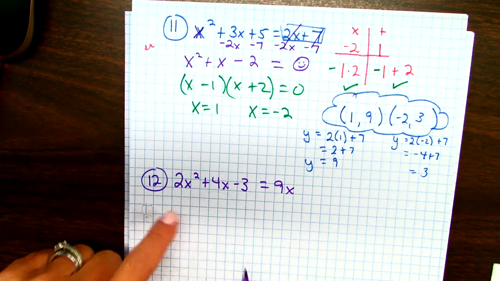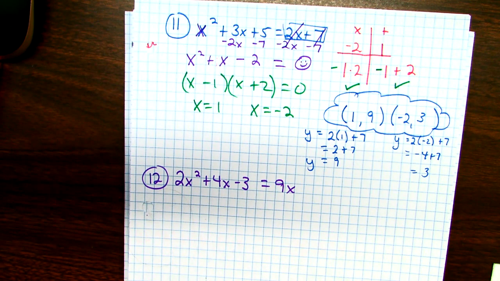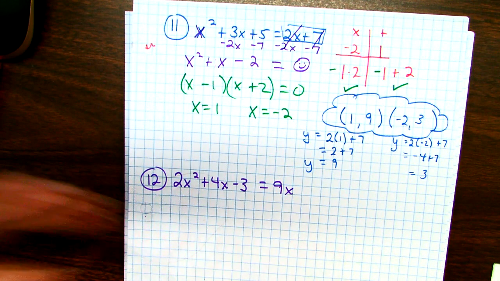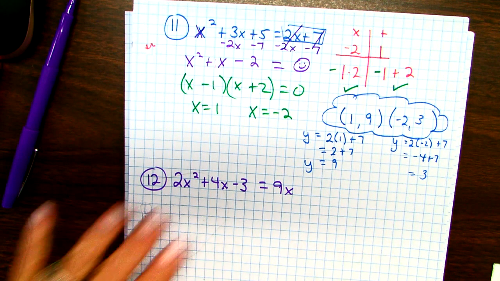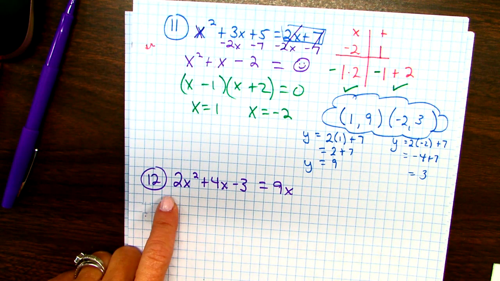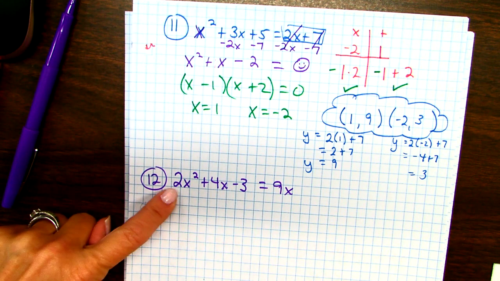So guys, just understand, this means the same as if I had written y equals 9x, y equals 2x squared plus 4x minus 3, and then we go to this step where we set them equal to each other. Okay? So this is y equals this, y equals this, set them equal to each other. So we need a 0 on one side. We need our x squared to be positive. That means I'm going to bring the 9x over here.